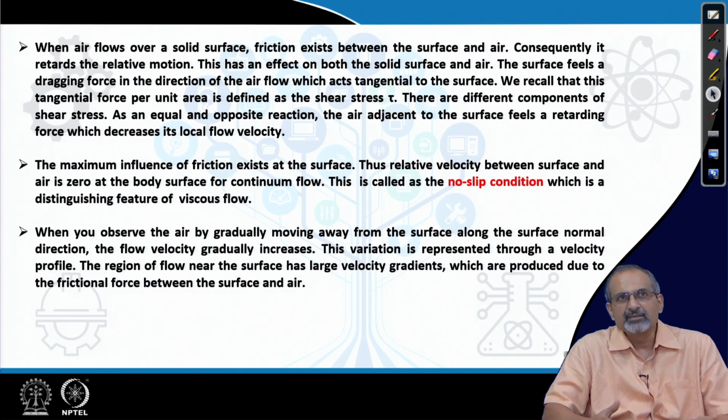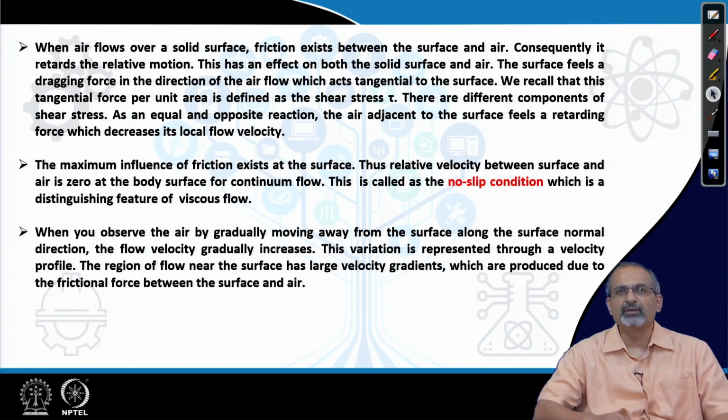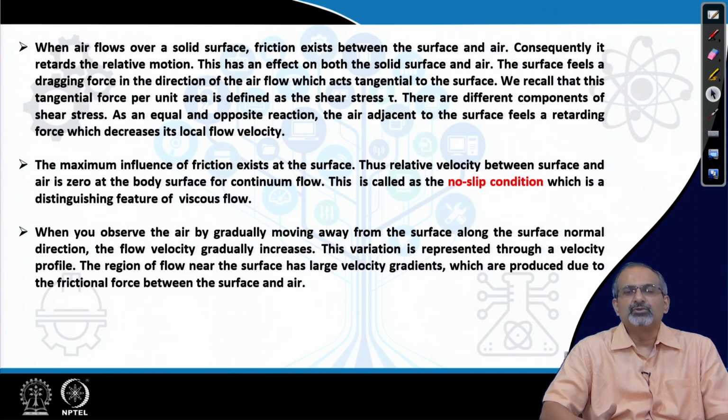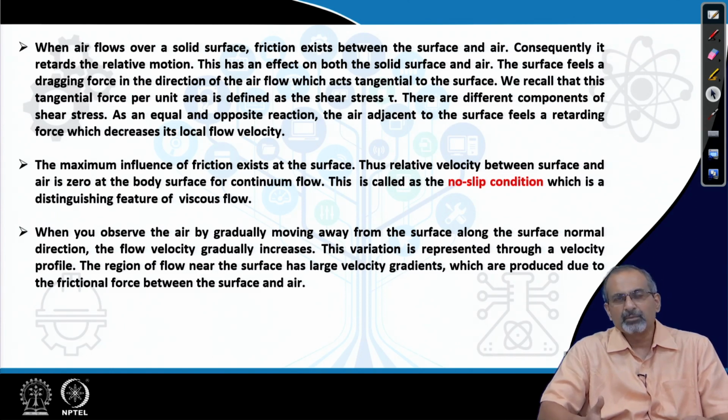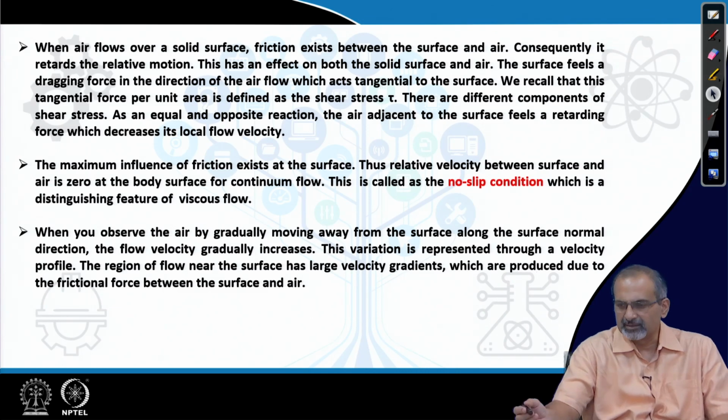And we recall that this tangential force per unit area is defined as shear stress, which we designate by tau. And you may also recall that there are different components of this shear stress like tau x y, tau y z, tau z x and so on. So, an equal and opposite reaction is felt by the air which is adjacent to the surface, and thereby its flow velocity decreases. The maximum influence of the friction exists at the surface.